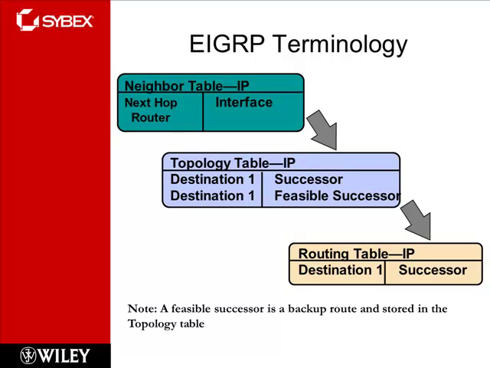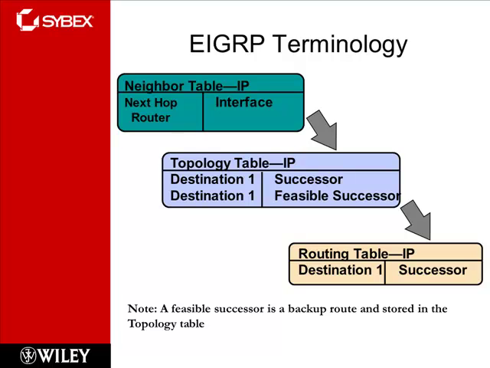The topology table lists the destinations, and a couple of terms here are successor and feasible successor. One of the things to think about is, and I think he says in the book, think of successor as successful. That's the one you're going to use. A feasible successor is the backup route. It's kept in the topology table.